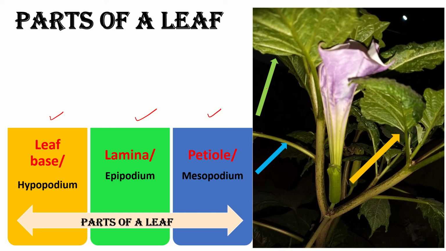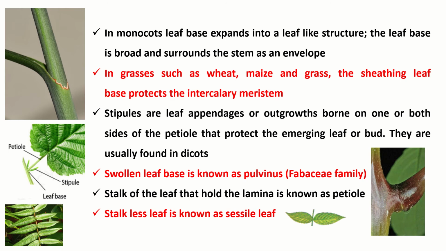Okay, the green arrow over here, if you just match the colors with these present here, you can see the green arrow is the laminar region or the lamina or epipodium. The blue arrow over here is the mesopodium or petiole. And what is this one? The yellow arrow over here, it is the leaf base or hypopodium, right?